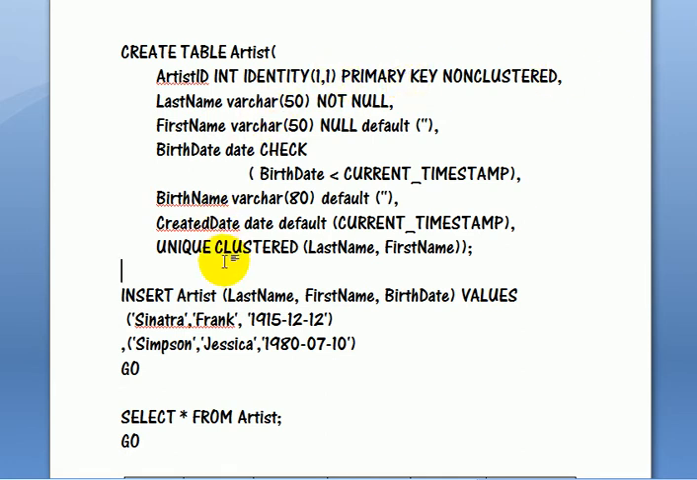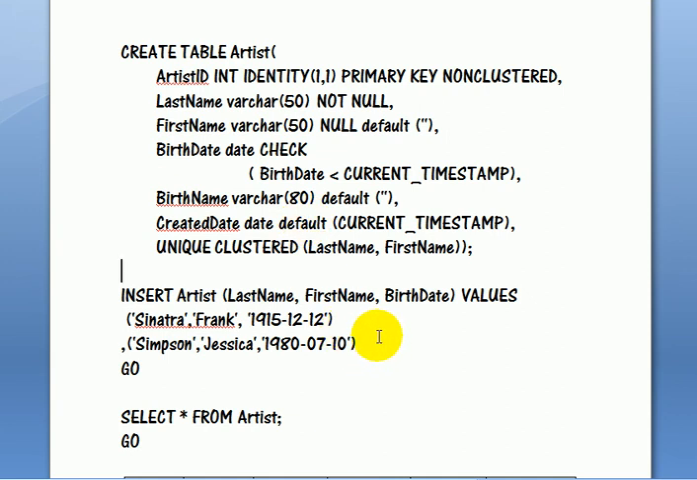So let's check out the table columns. Created date is a maintenance column. It's a raw maintenance column. It does not contain actual data which we want to retrieve. Artist ID is primary key. Last name, first name is a unique key and also a natural key for the table. Birth date is an attribute column. Birth name also an attribute column.